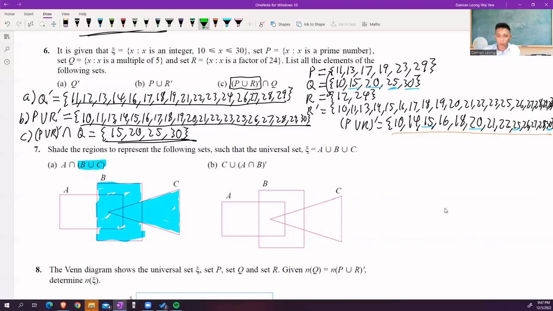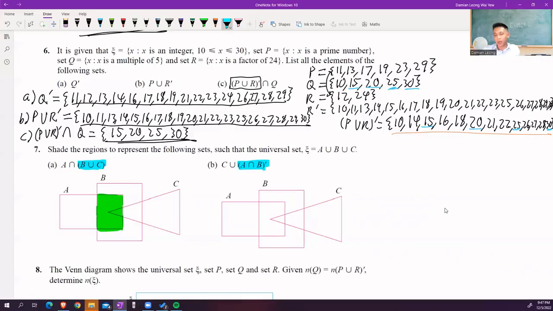So it's this part. Out of what I have, which part is also inside the other set? Yeah, it's here. So we ignore the rest of it. So it's only this part. Erase out the rest. So when it's intersect, we have to erase out what does not intersect. If it's union, then I just combine.